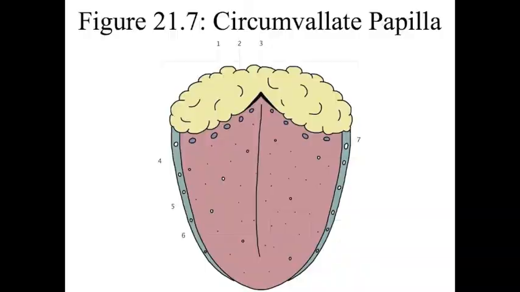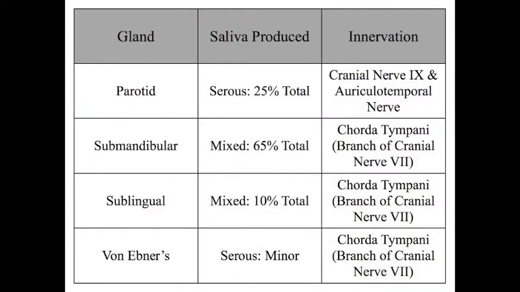the tongue. In the following table, I've outlined the saliva production and innervation of all of the glands. The parotid gland produces serous saliva and produces 25% of the total saliva. It is innervated by the cranial nerve 9, the glossopharyngeal, and the auriculotemporal nerve.